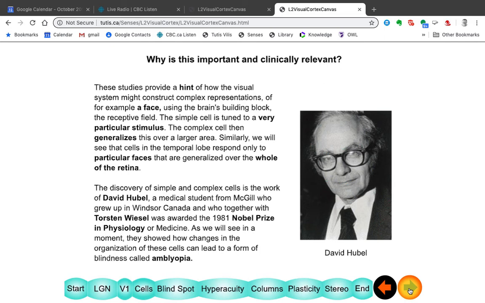And one of the things that he discovered is a form of blindness called amblyopia, using the study of these cells. And we'll see how that works in a moment.